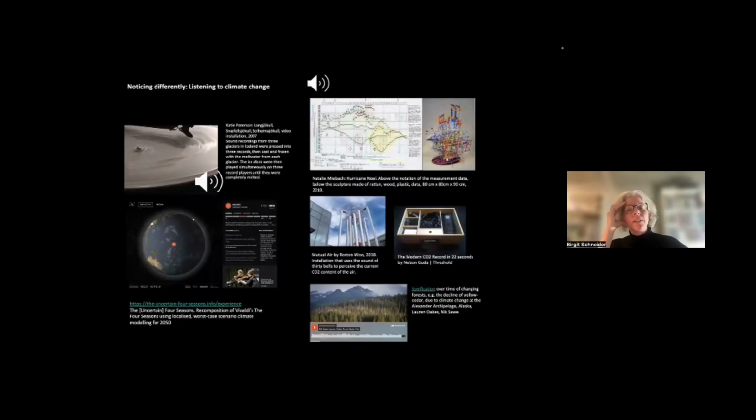And this artwork, which you can see on the top left, is called After Three Glaciers in Iceland. And the sound recordings from these three glaciers were pressed by Katie Patterson into 3 records, which were then cast and frozen with the melted water from each glacier. And the ice discs were then played simultaneously on 3 record players until they were completely melted. So this was a rather conceptual work on climate change, but also on the permanent loss of glaciers, which you cannot rewind in a way.